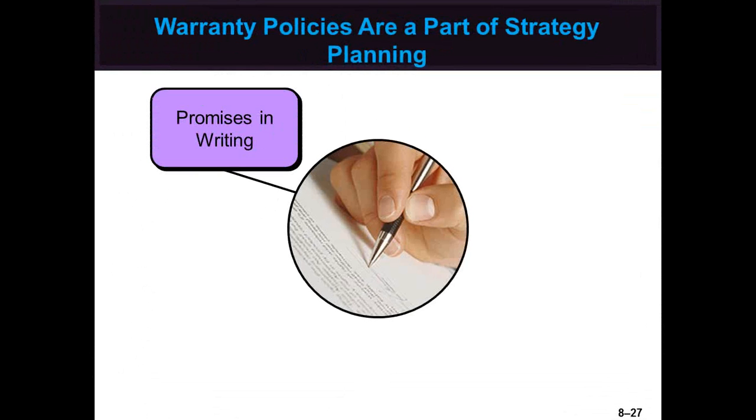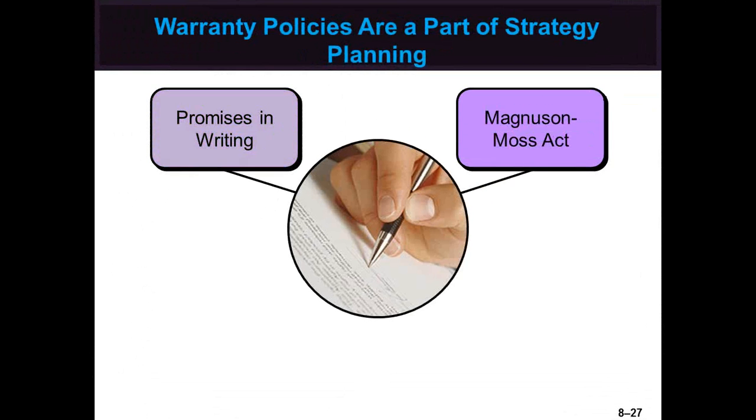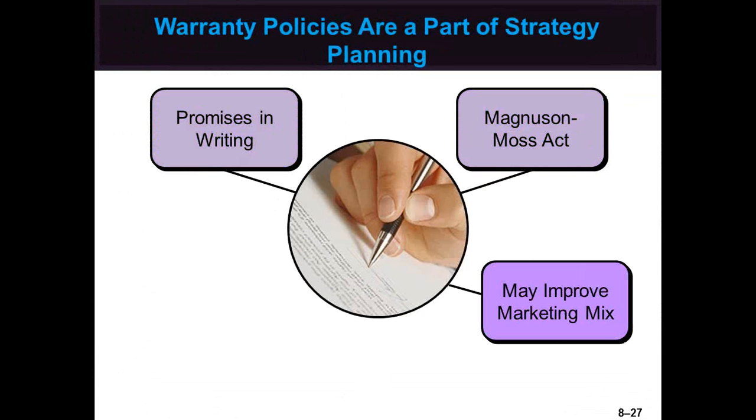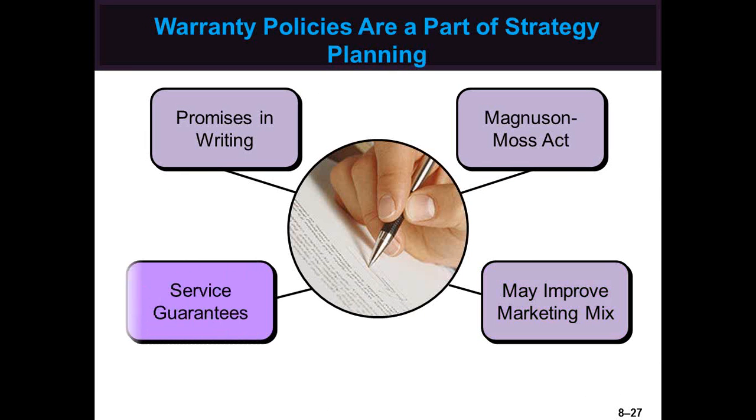A warranty puts the seller's promises about a product in writing. A marketing manager should decide whether to offer a warranty, and if so, what the warranty will cover and how it will be communicated to target customers. The Magnuson-Moss Act of 1975 says that producers must provide a clearly written warranty if they choose to offer any warranty at all. The warranty does not have to be strong.